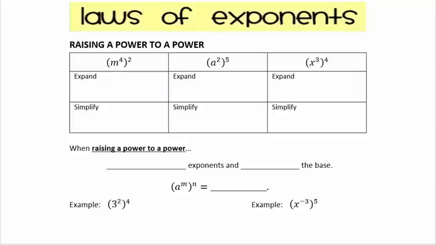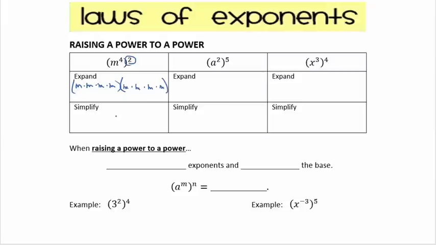All right, let's move on here. Now we're going to look at raising a power to a power. So I want to expand this one. This is m to the 4th raised to the 2nd. So that means I have 2 m to the 4ths. So I have an m to the 4th, which means m times m times m times m. That's the first m to the 4th. And then I have 2 of them, though, because of that exponent of 2, m times m times m times m.